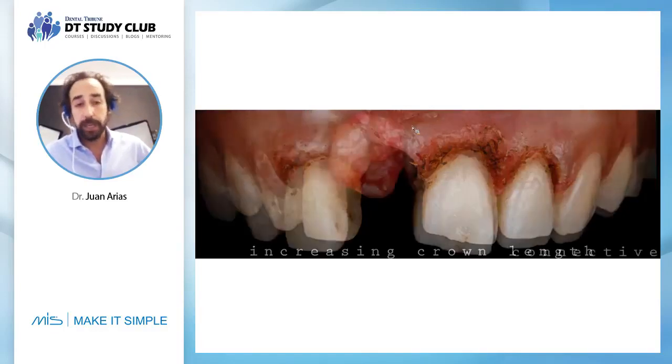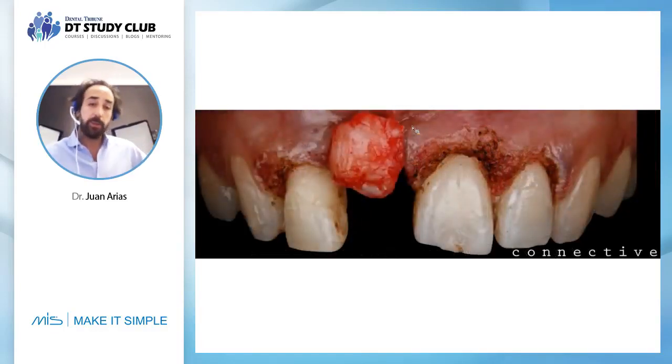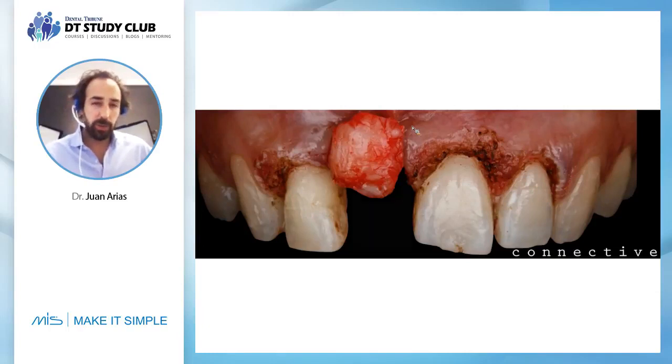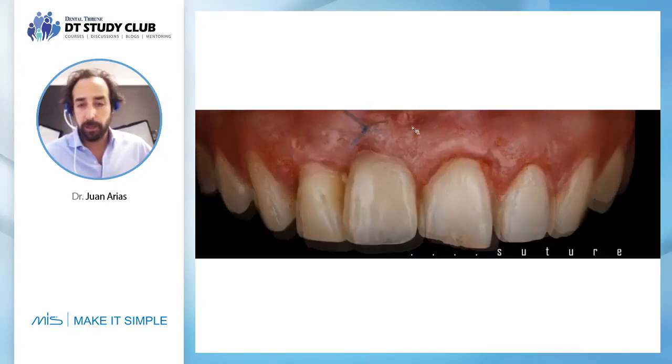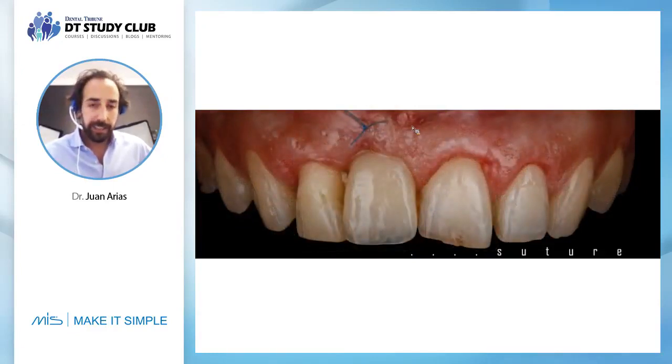And once we did that, what we also did is a tuberosity tissue graft all the way through the buccal zone of that implant that we had. So we would try to gain some more volume. This is the suture and this is how it looks 10 days after the surgery, looks quite good. The emergence profile looks good.